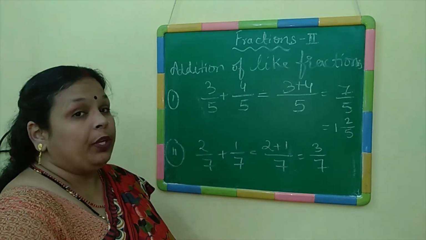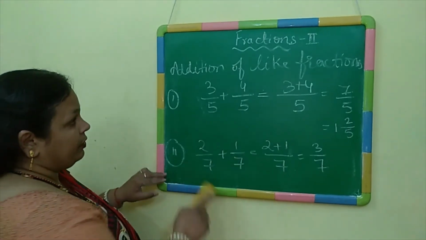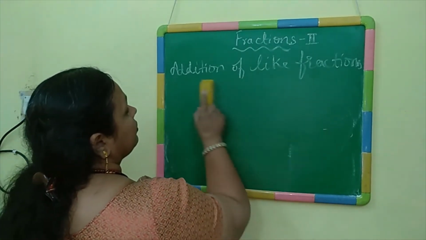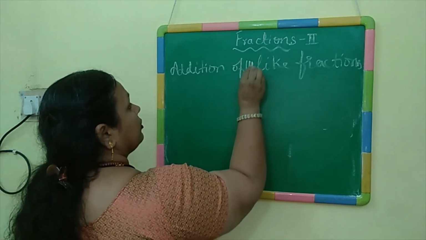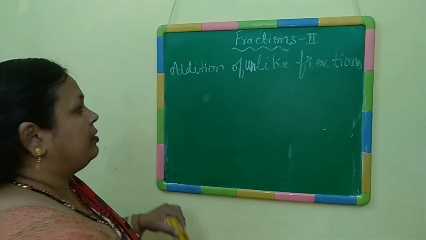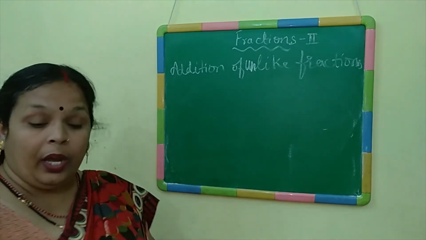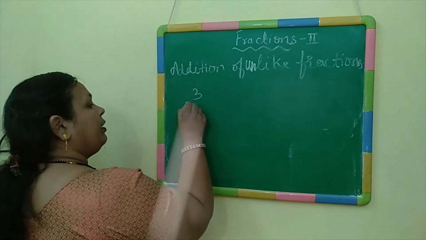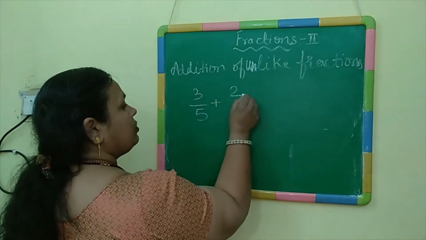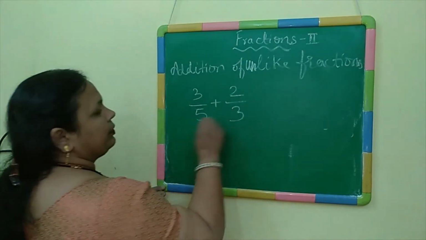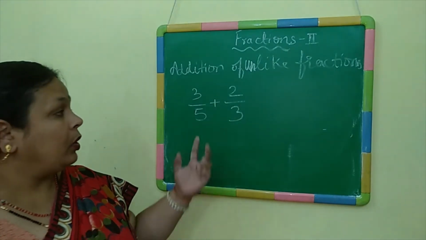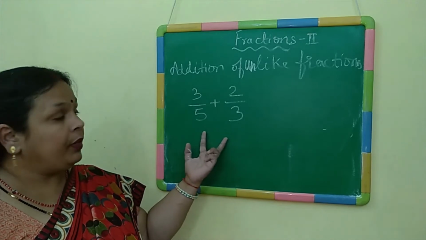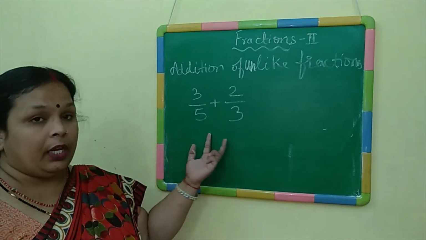Now what will we do if the fractions are not like fractions? Then addition of unlike fractions. Clear? Now how are unlike fractions added? If you take 3 by 5 plus 2 by 3, okay? You are going to add two unlike fractions because the denominators are different. So these fractions are unlike fractions.